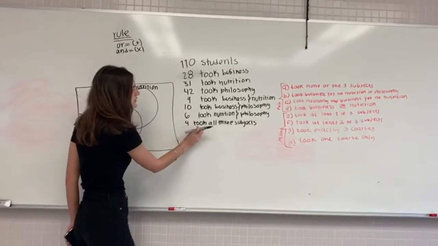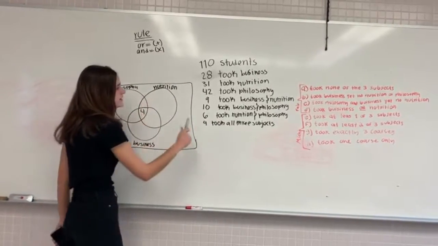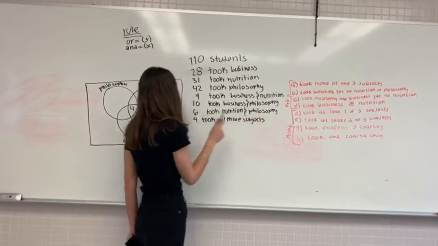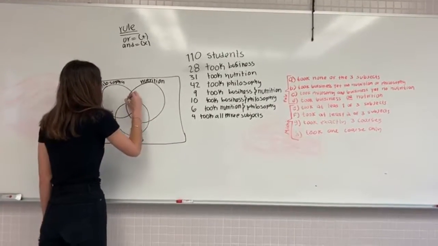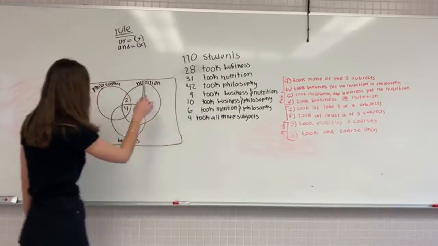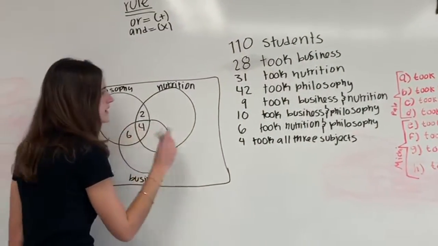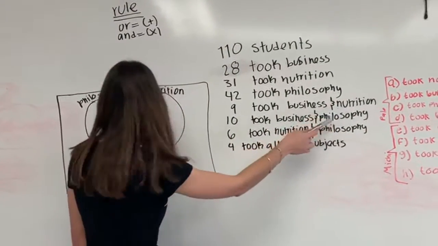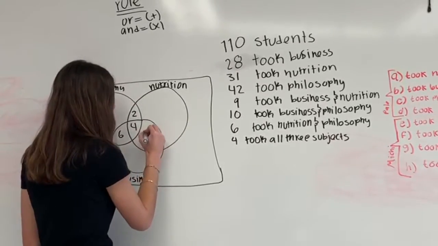Four students took all of the 3 subjects, 4 in the middle. Then 6 took nutrition and philosophy, so you go to nutrition and philosophy, 6 students minus 4, 2 students. 10 took business and philosophy, so it's 10 minus 4, it's 6. 9 took business and nutrition, so it's 9 minus 4, 5.